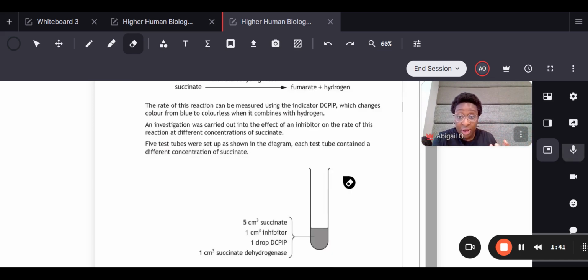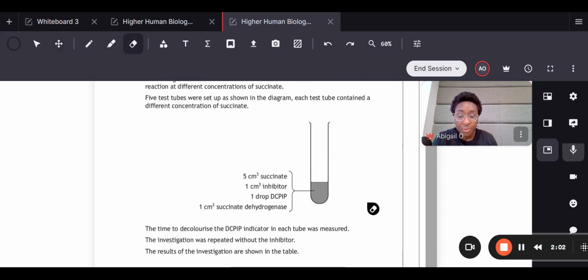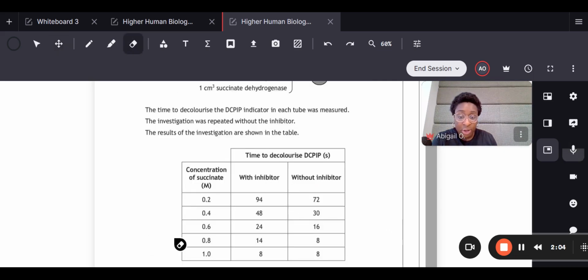So they're setting out an investigation which is studying the effect of an inhibitor on the rate of the reaction. So the idea is, if we've got an inhibitor, that should slow down the rate of the reaction, which means it should take longer to decolorize our DCPIP. It should take longer for our test tube to go from blue to colorless because we're inhibiting the enzyme a little bit. Now, the first part of this question, we get a little bit of information about the results, which is important, and we'll talk about that later.